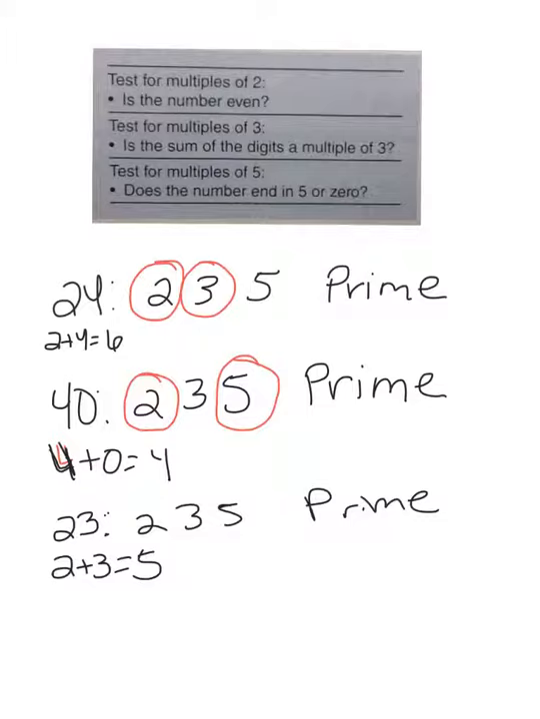No. So 23 is not a multiple of 3. The last test I'm going to do is to see if it's a multiple of 5. Does the number end in 0 or 5? The answer is no. So it is not a multiple of 5. At this point, because this number is not a multiple of 2, not a multiple of 3, and not a multiple of 5, I'm going to call it prime.